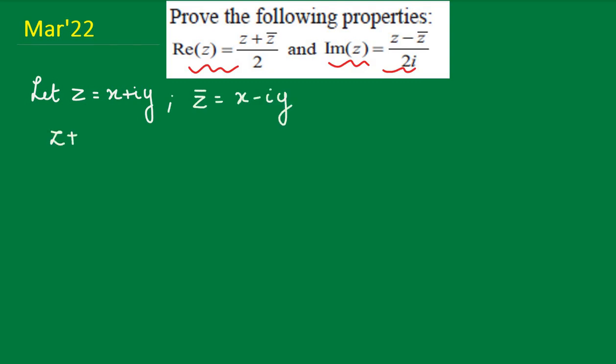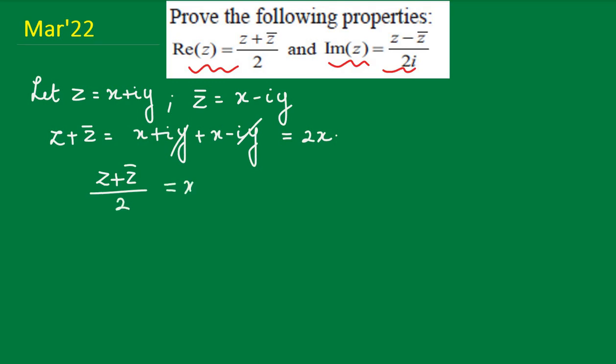Now adding Z plus Z bar will be equal to X plus iY plus X minus iY, which is equal to 2X. Or Z plus Z bar by 2 is equal to X, where X is the real part of Z. X is the real part of Z and Y is the imaginary part of Z, and this gives us the real part of Z. So we have proved the first part.